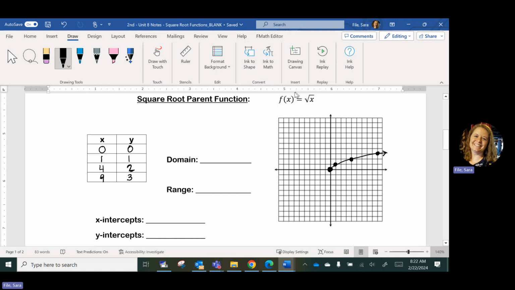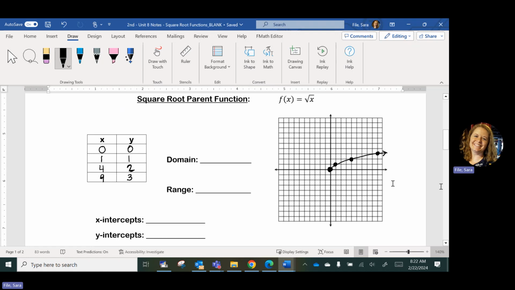If we were to put a negative in front of it, what do you think that might do to the graph? If we were to say the negative square root of x. Does anybody know at this point? We'll come back to it later if nobody remembers at this point what a negative in front would do. That's okay. All right, so back to this parent function.